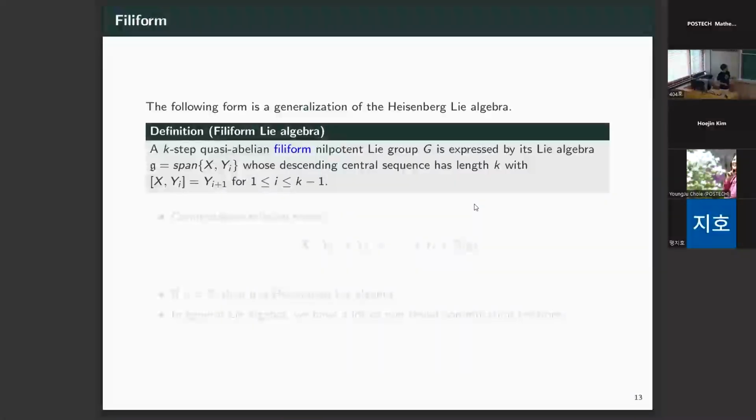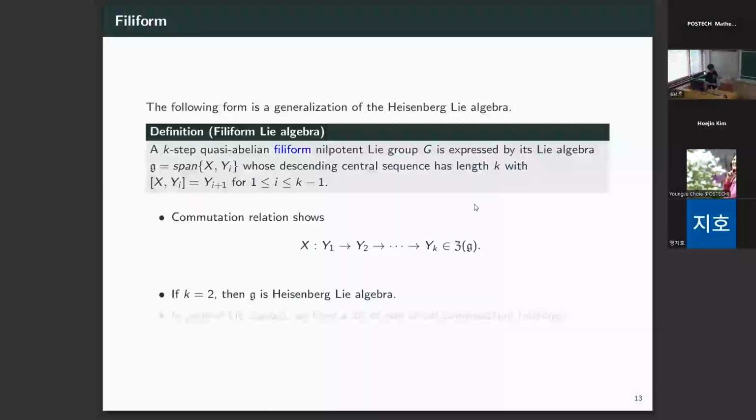So one generalization is the filiform. In the previous one, we have only x and y, and the bracket gives z. But now x bracket y1 gives y2, x bracket y2 gives y3, and so on, and then it stops somewhere. So this is one generalization, and this part is abelian, so they commute with each other. So the bracket of yi with yj is always equal to 0. So when k is equal to 2, it is the Heisenberg case.